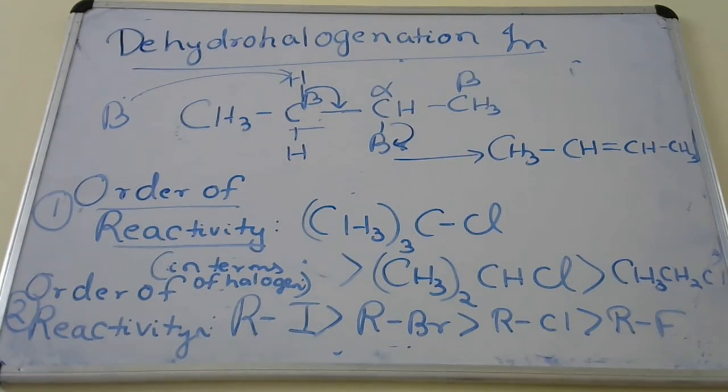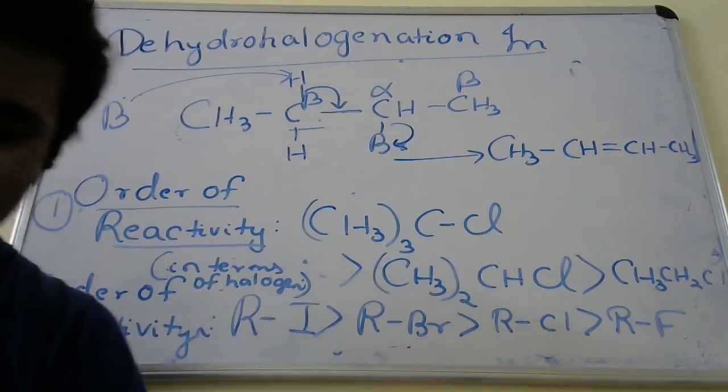So that is all about beta elimination, which is called dehydrohalogenation. That's all for dehydrohalogenation.